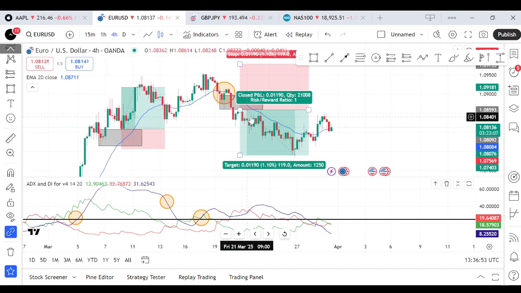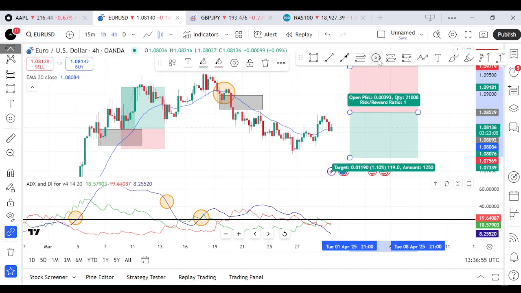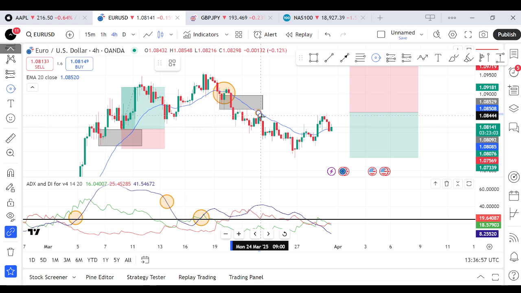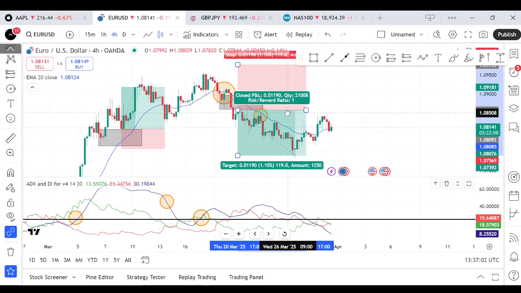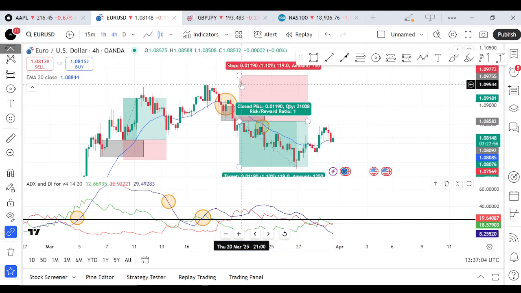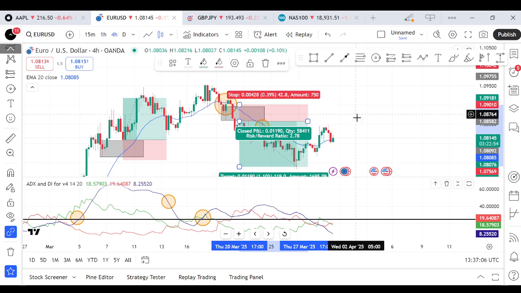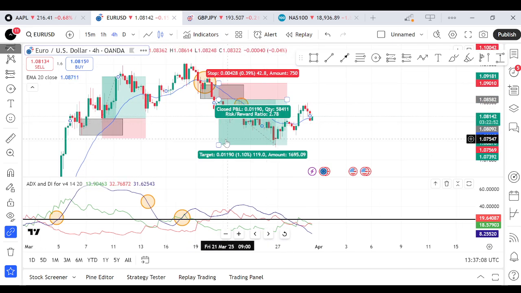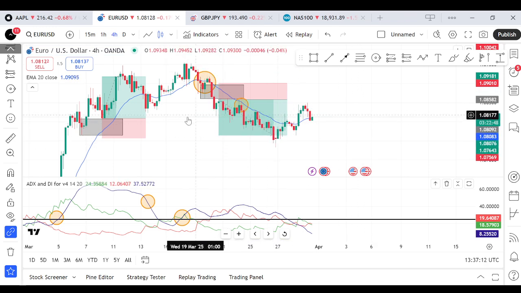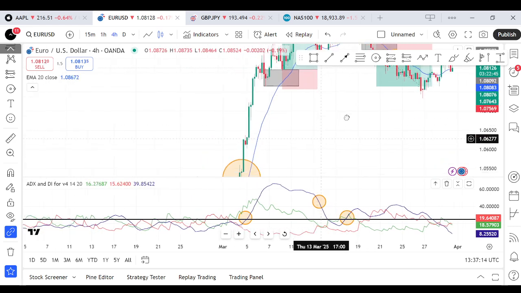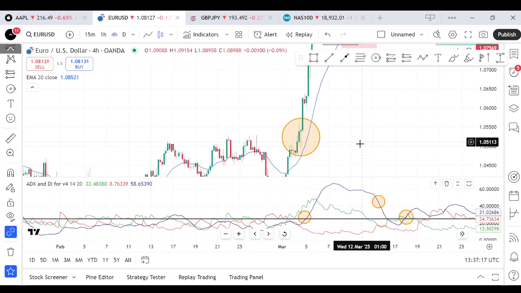Or as price came back and tapped the 20 period EMA, you could also enter your sell trade, whichever one you choose. But the main aim is to look out for pullbacks in the market and enter from pullbacks. You have another quick 1:2 here. I just spotted this one. So that's how you can use the ADX to trade the market.